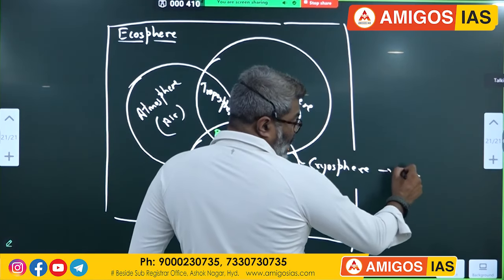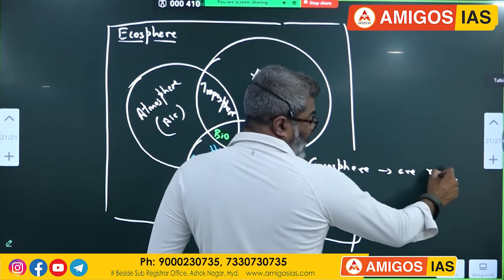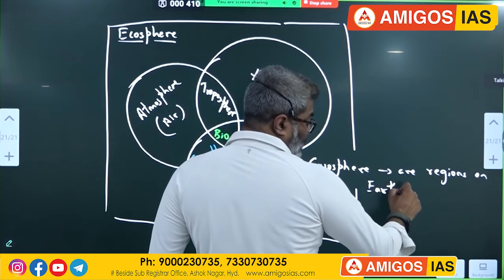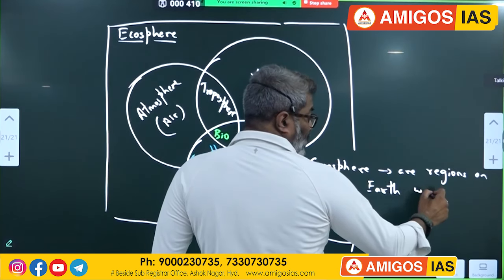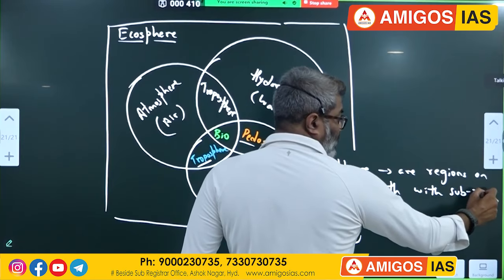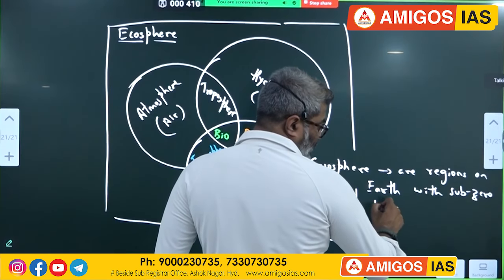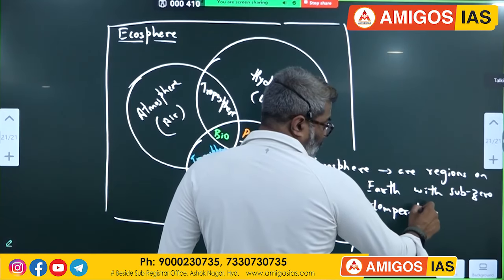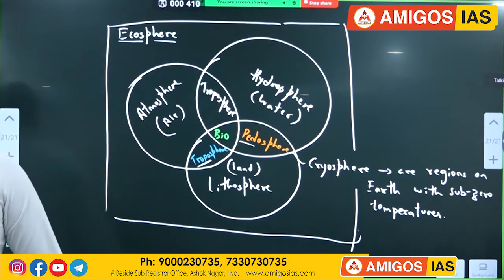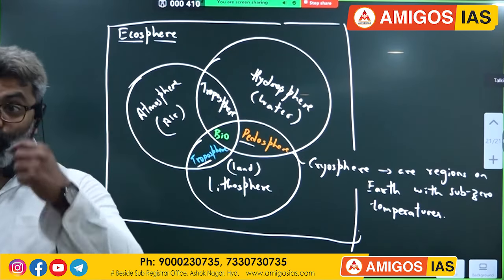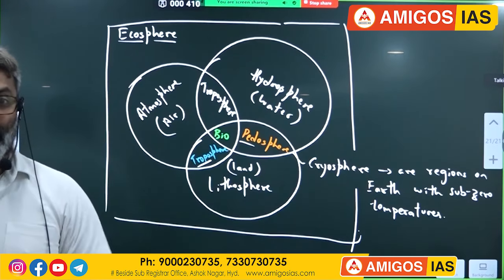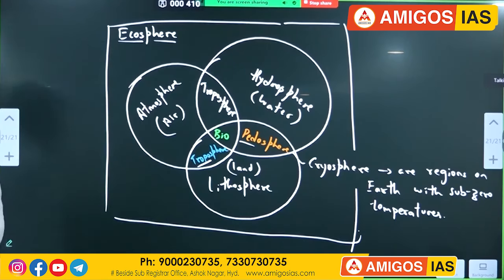Please write the definition. Cryospheres are regions on earth which experience sub-zero temperature. What is sub-zero? Minus. Sub-zero means below zero, throughout the year. Please add that: throughout the year. Means Arctic, Antarctic, Alpine mountain parts we have. Sub-zero, cryosphere.